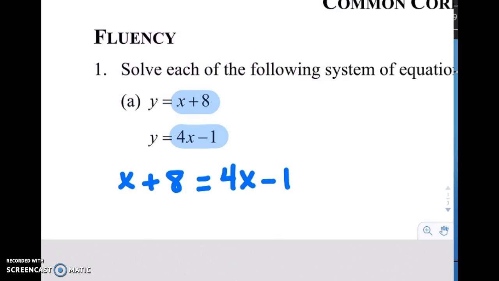And what happens, because we did that, we now only have one variable in this equation. We now only have x's. And so we can figure out what x is. Once we know what x is, we can figure out what y is.